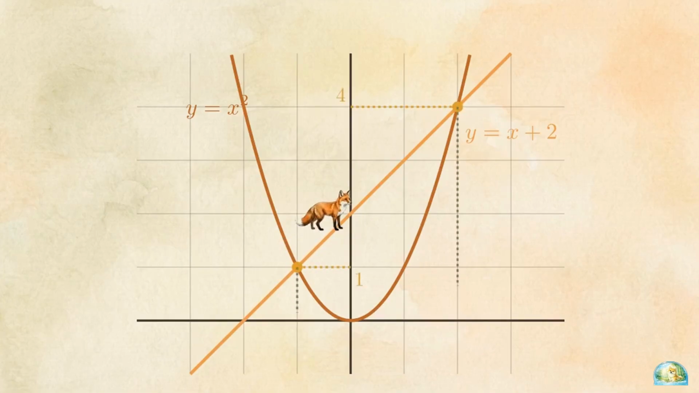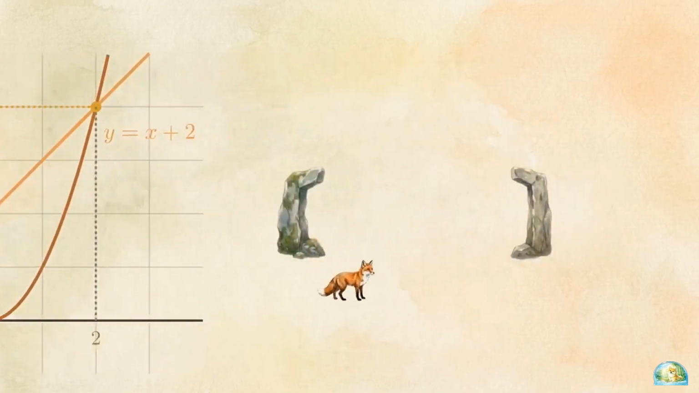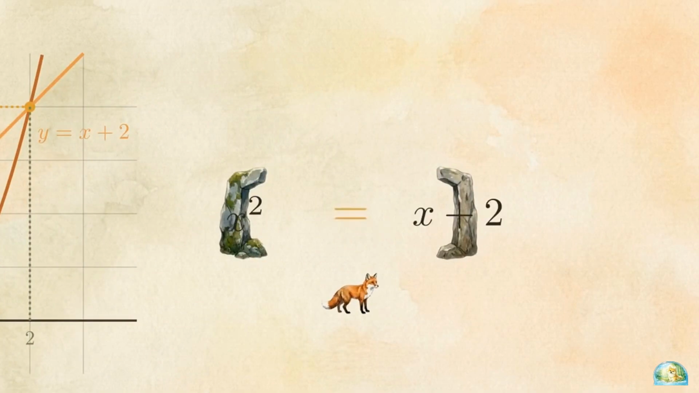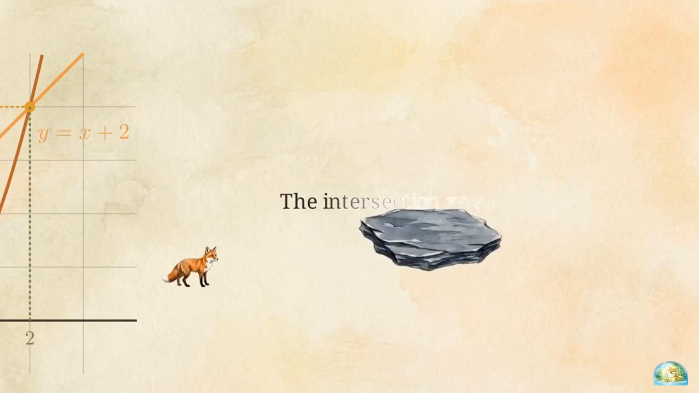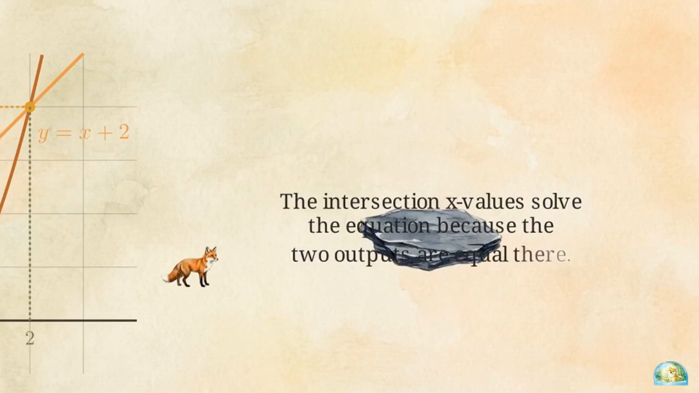At an intersection, both graphs have the same y value for the same x value. That means x squared and x plus 2 are equal right there, so each intersection x-coordinate solves x squared equals x plus 2. The intersection x values solve the equation because the two outputs are equal there.